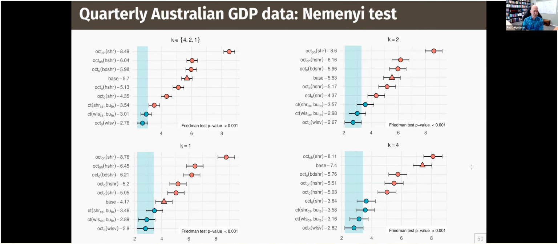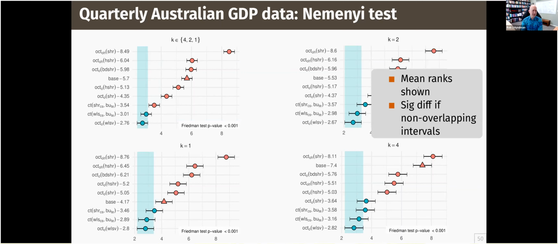I can check whether those improvements are significant, and in fact, they mostly are. This is using the Nemenyi test. The confidence intervals are shown using the bars, 95% intervals. The blue ones are not significantly different from the best, and the red ones are significantly different from the best. The base forecast is shown with a triangle. That's a reference. I don't want that forecast because it's not coherent, but it shows me whether my reconciliation is doing better than that. So we can see that this method is actually doing really well. It's significantly better than the original forecast and significantly better than many of the other alternatives. I'm showing mean ranks here, and the significant differences are shown if you've got non-overlapping intervals.